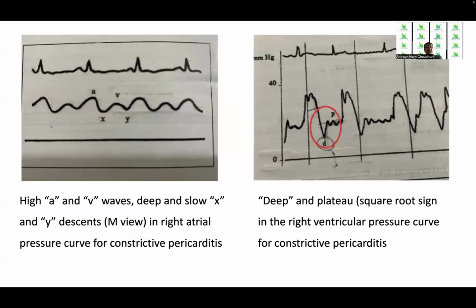Here you can see high A and V waves, while deep and slow X and Y descents are there in the right atrial pressure curve for constrictive pericarditis. And to your right, the deep and plateau, which is called the square root sign, in the right ventricular pressure curve for constrictive pericarditis.